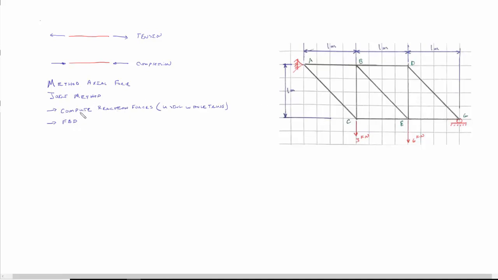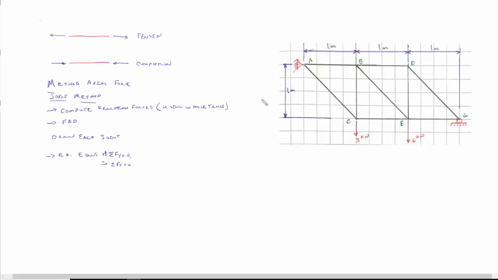And then what we're going to do is, in this case I'd probably start here at joint A, draw each joint and the forces acting on it, and we're going to go through this example here in just a second. And then the last thing we're going to do is use our equilibrium equations to compute. Typically this is just going to be my forces in the y and the forces in the x when I'm using the joint method.